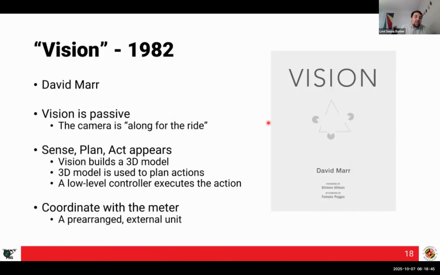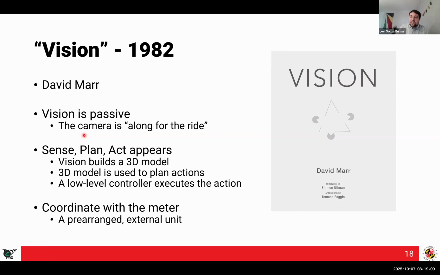Now, this idea of using your own unit hasn't really come to robotics at all. And the reason for this starts from a book called Vision, which was written in 1982 by David Marr, who tragically died very young. In this book, vision is a passive system, and the camera is along for the ride. The idea is that you mount a camera onto a robot.